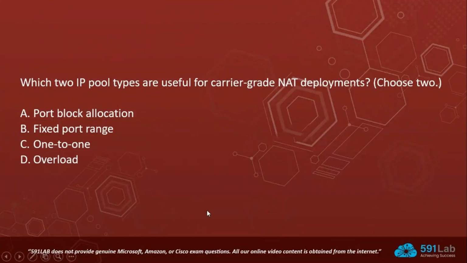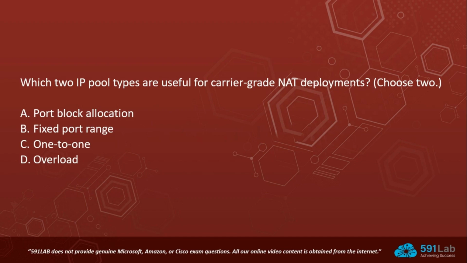Okay, let's go to the next question. Which two IP pool types are useful for carrier-grade NAT deployments? Answer A, port block allocation. Answer B, fixed port range. Answer C, one-to-one. Answer D, overload.